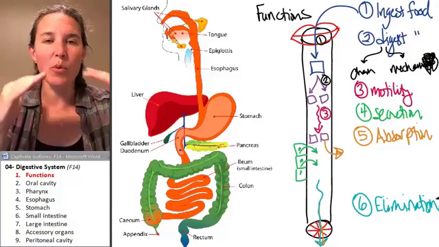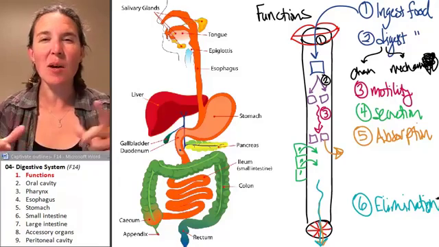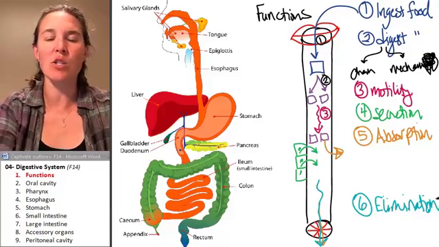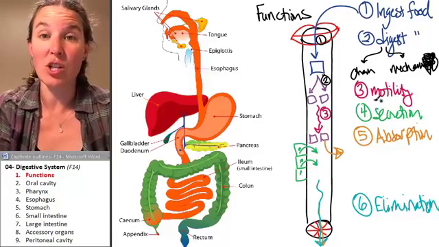And now we're going to break down each individual part of our tube and talk about the unique features found in that part of the tube and some of the anatomical features and then some of the functions in each part.